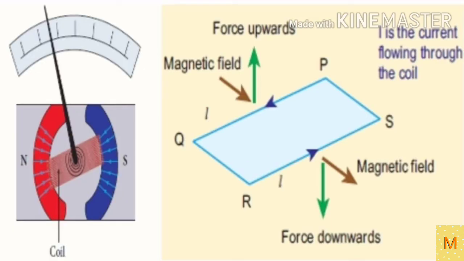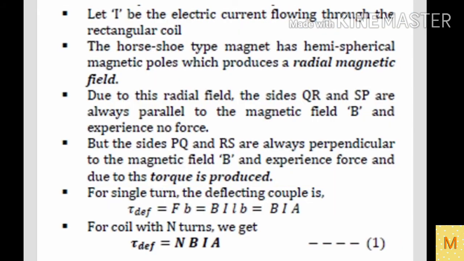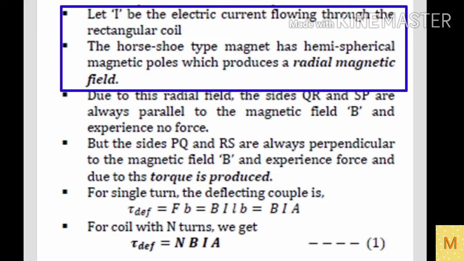Let us imagine a single turn of rectangular coil PQRS of length small l and breadth b such that PQ is equal to RS is equal to l, which indicates the length of the loop, and QR is equal to SP is equal to b, which indicates the breadth of the loop. Let I be the electric current flowing through the rectangular coil. The horseshoe type magnet has hemispherical magnetic poles which produce a radial magnetic field.